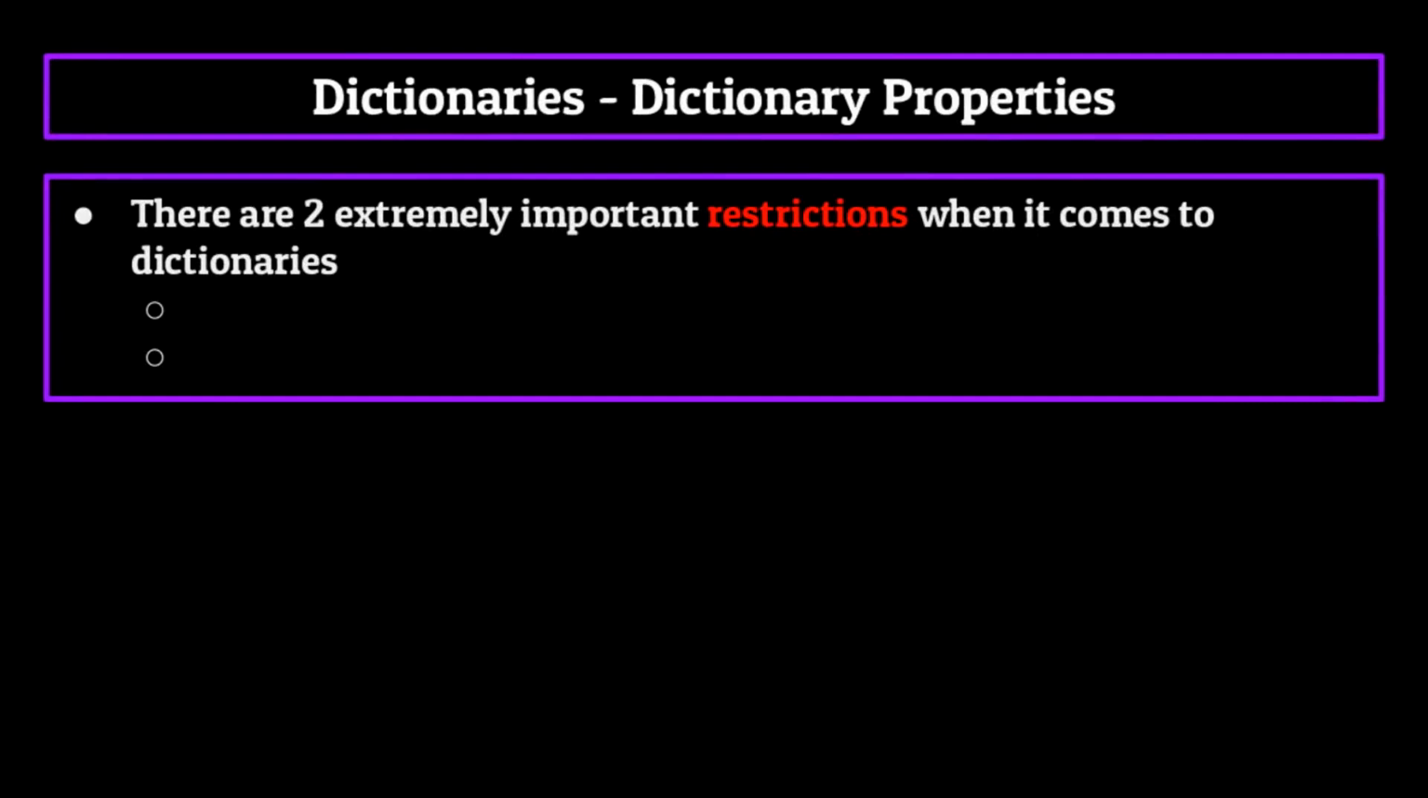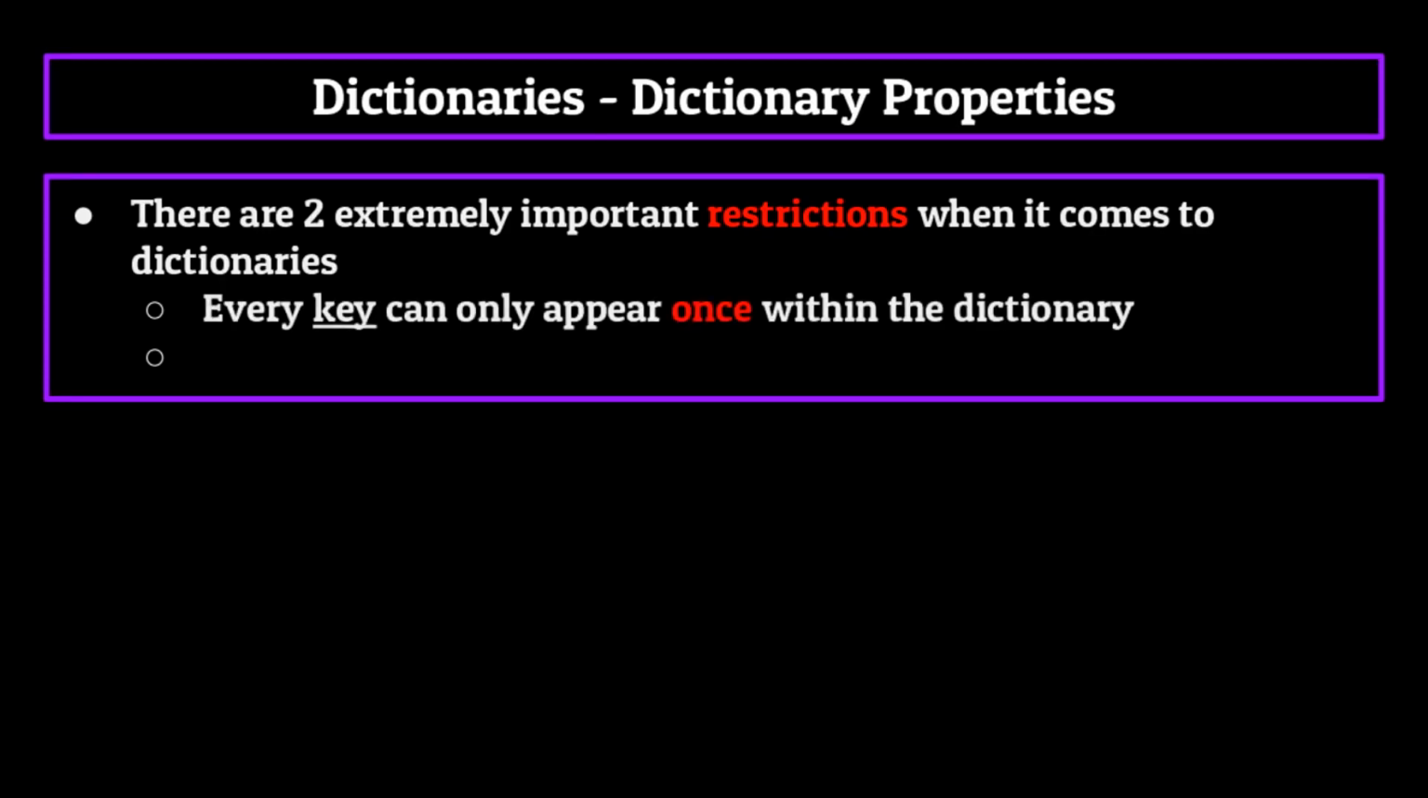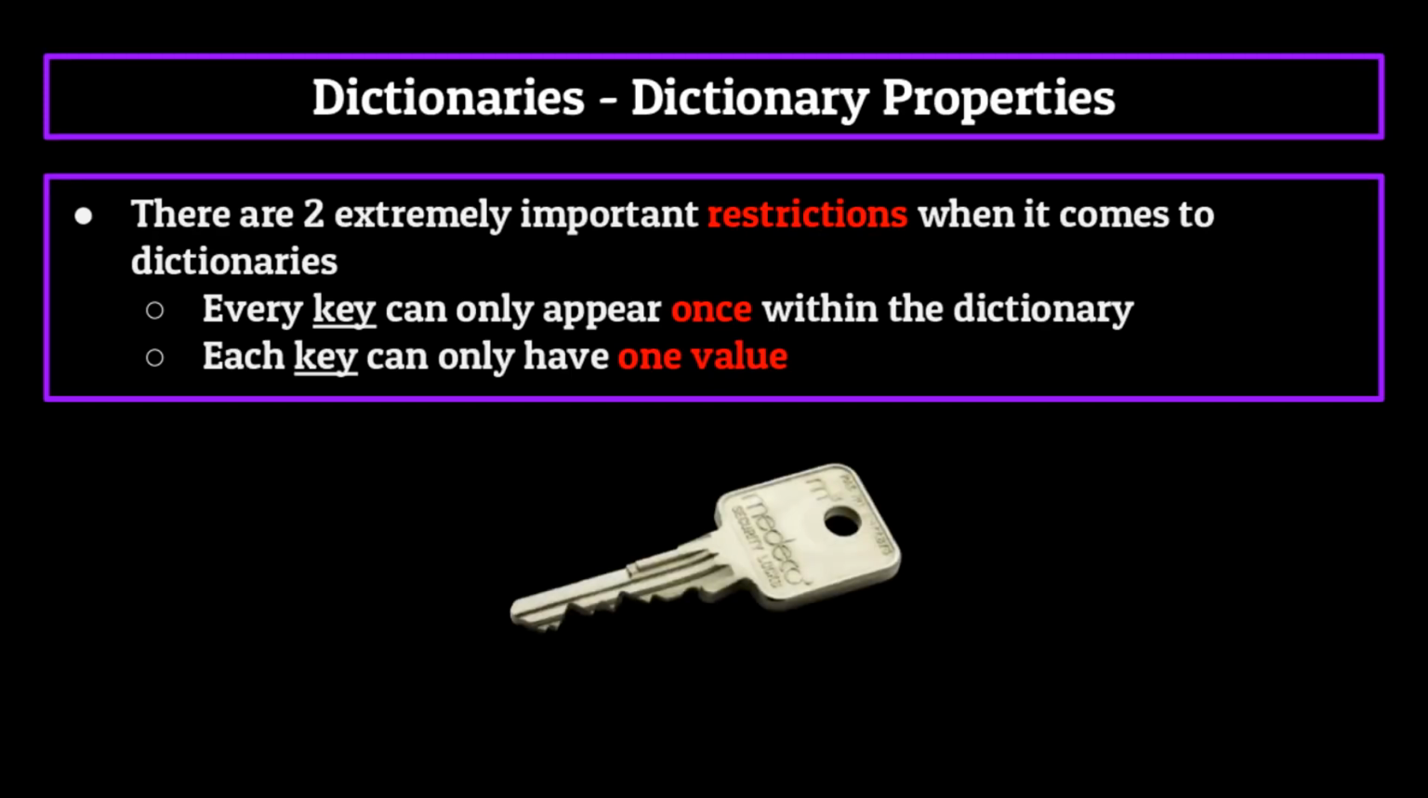As powerful as they are, though, there are two extremely important restrictions that we have to cover when it comes to dictionary, and they are as follows. Every key can only appear once within the dictionary, and each key can only have one value. Let's start with the first one. Each key has to be unique and cannot be replicated, duplicated, cloned, copied, or anything else that would cause there to be two keys of the same value in a dictionary.